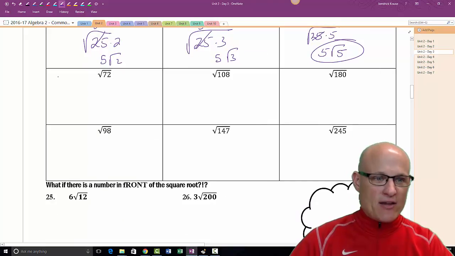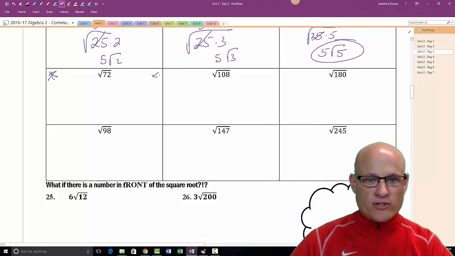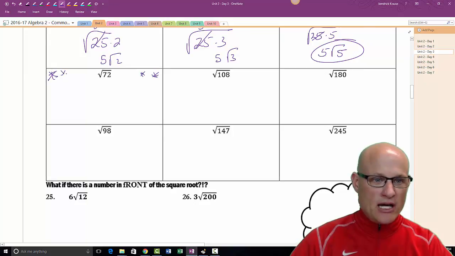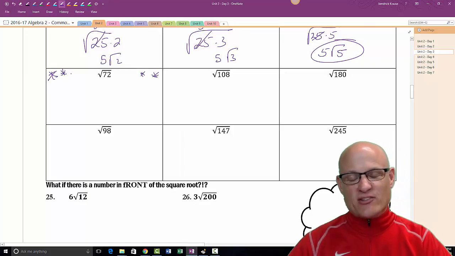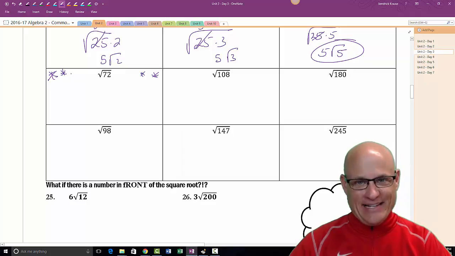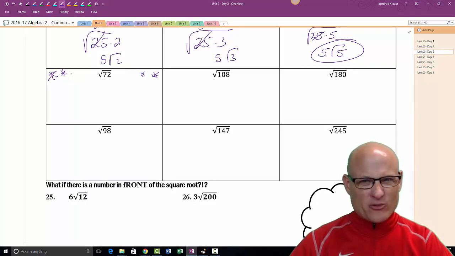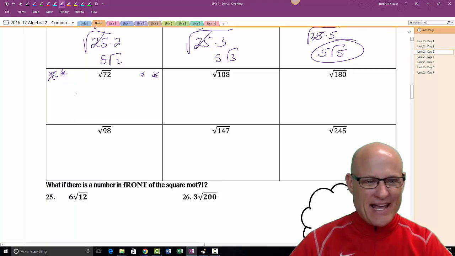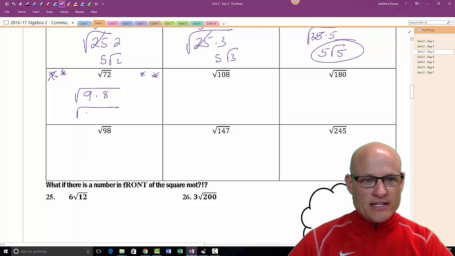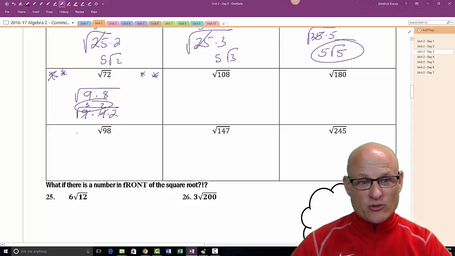Now I'm going to tell you right now, this is the single most asked perfect square ever. And the reason is because everybody wants to pick 9 and 8. 9 is a perfect square, but 8 has a perfect square in it too, and it's 4. So don't pick 9 and 8. By the way, if you do pick 9 and 8, and you go, wait a second, 8's got a perfect square, I could do it like this. 9 times 4 times 2, square root of 9 is 3, the square root of 4 is 2, so that makes 6. So 6 square roots of 2.